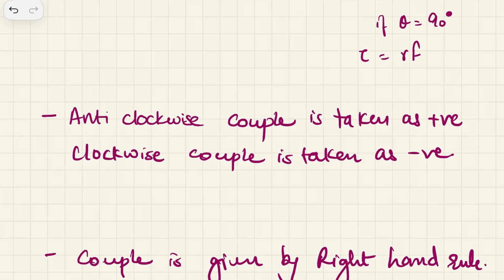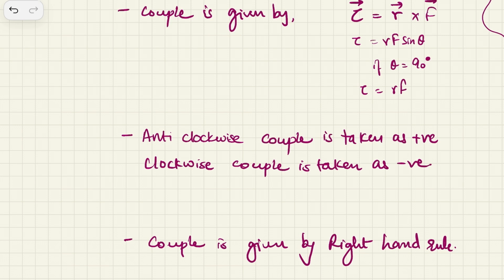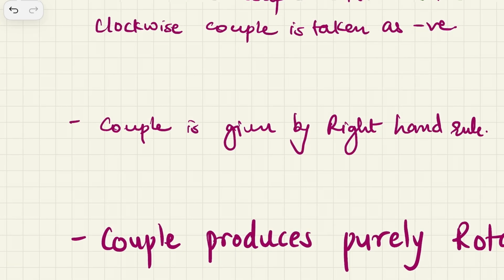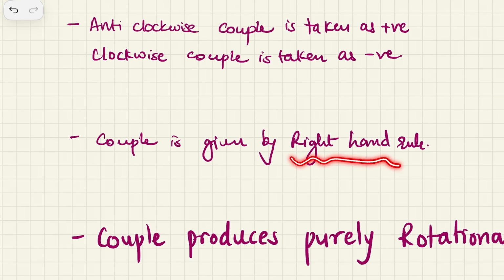There is a sign convention we use while solving numericals of torque and couple: anti-clockwise torque is always taken as positive and clockwise couple is always taken as negative. So if the body is moving in the anti-clockwise sense, the couple is positive, and if the body is moving in a clockwise direction, the couple is taken as negative. Then the direction of the couple is given by the right hand rule. This rule is applicable to every cross product, so whenever there is a cross product, you always apply the right hand rule.